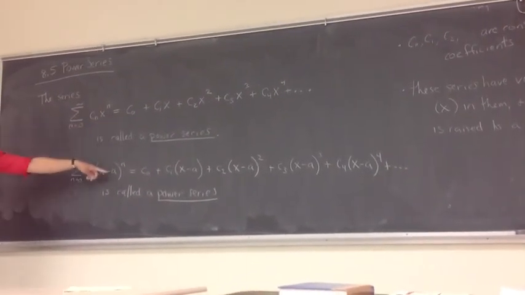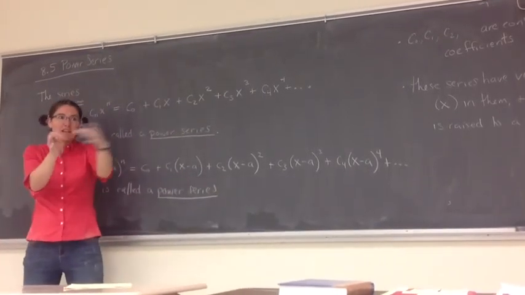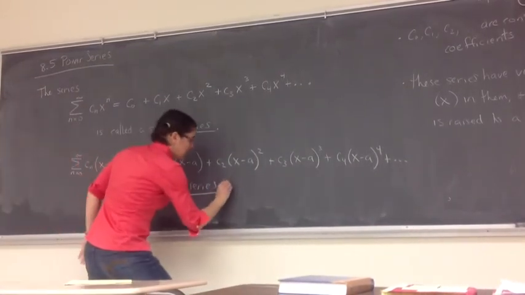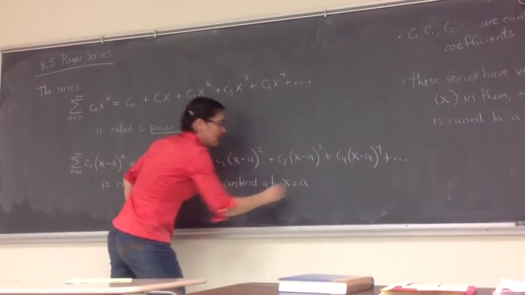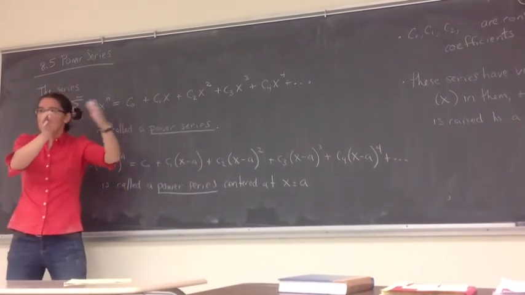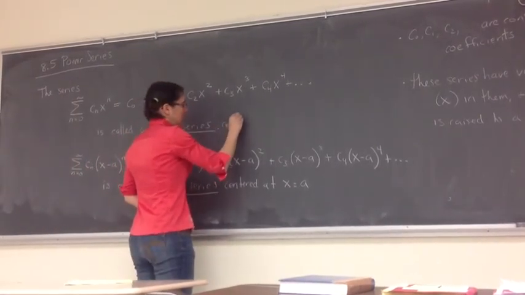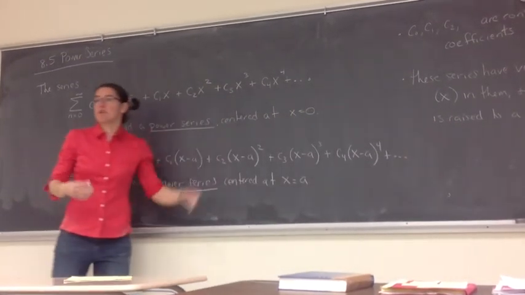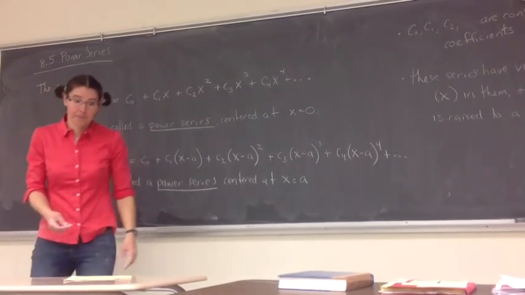Now, the difference between these two power series is that the second power series, every time I had an x, I actually had x minus a, not just an x. And so the second power series is called a power series centered at x is equal to a. And our first one up here, where we didn't have the minus a as part of the series, well, this is called a power series centered at x is equal to 0. So up here I could have technically written x minus 0 squared, x minus 0 to the third, etc.